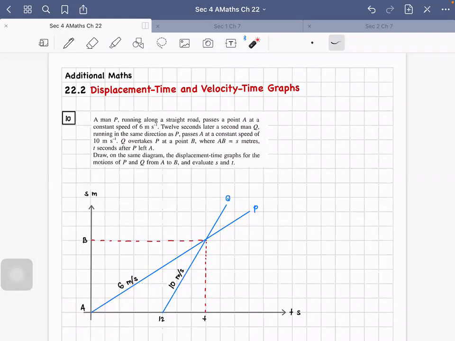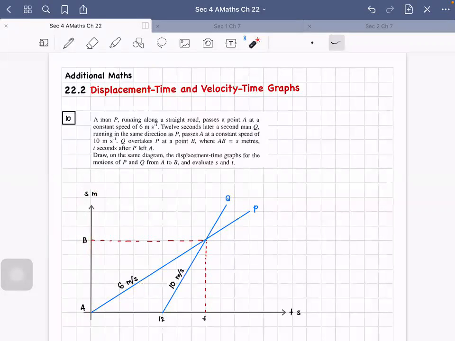Okay, and then for the second sentence, 12 seconds later, so this is zero time, this is 12 seconds, because this is your time axis. After 12 seconds, the second man, Q, so just draw another line, but you should intersect line P. Why? Because Q will overtake P. Then this point of intersection is your point B, since this is the displacement.